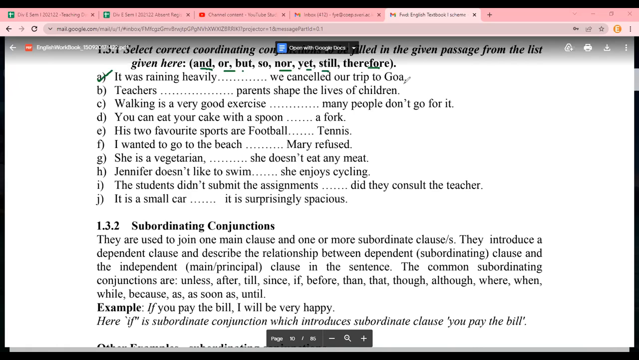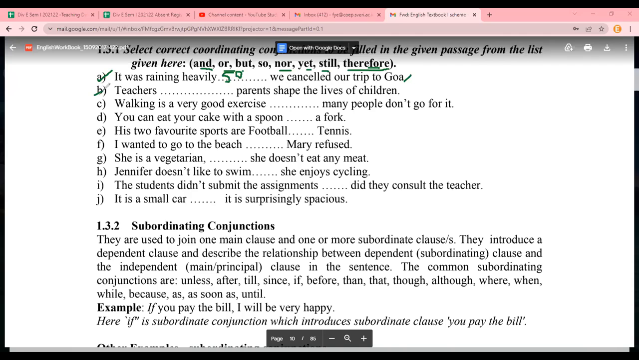So what do you think here? So can be right. Can you think of therefore also? Therefore also. So both are right. If you choose therefore, that is right. If you say so, that is also right. So you can read sentences with these conjunctions. It was raining heavily, so we cancelled our trip to Goa. It was raining heavily, therefore we cancelled our trip to Goa.